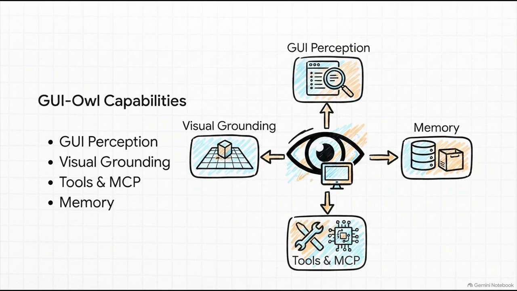Next is end-to-end operation, letting it handle a task from the very first click to the final confirmation. Then there's tool and MCP calling, meaning if it needs a specialized software tool to get a job done, it knows exactly how to invoke it. And finally, long horizon memory. This is huge. If a task takes 30 steps across 3 different apps, it's not going to suddenly forget what it was doing by step 20.